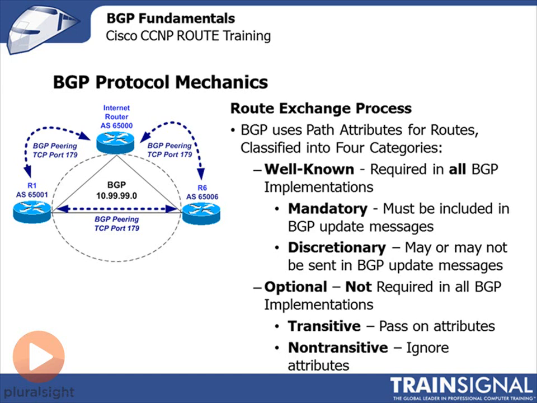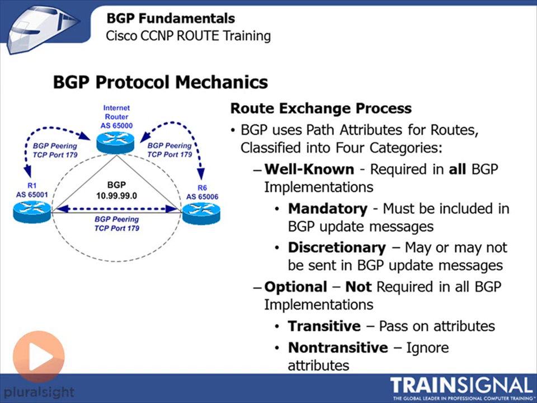Well-known attributes are required in all BGP implementations. In other words, it has to be a part of how Cisco writes BGP, or Juniper, or 3Com, or HP, or whomever. It has to be included in the update messages. Mandatory means it has to be included in the update messages, which we talked about just a moment ago. Discretionary means maybe it'll be sent, maybe it won't. So that's the well-known mandatory and well-known discretionary.